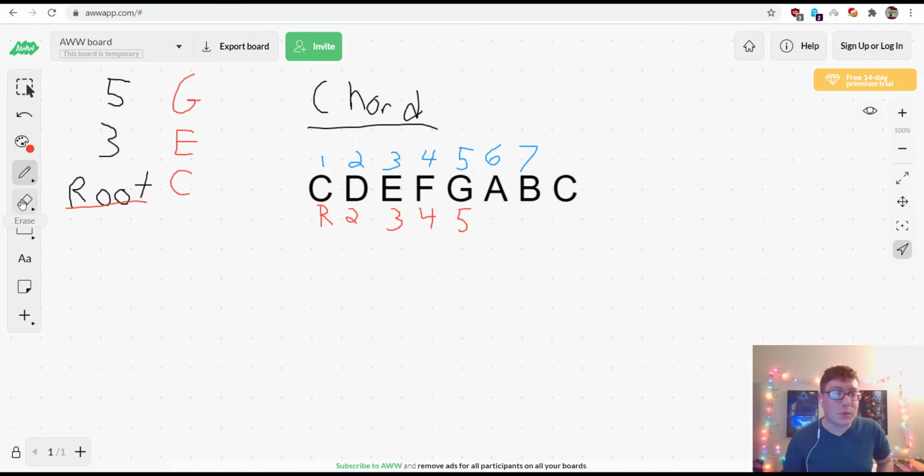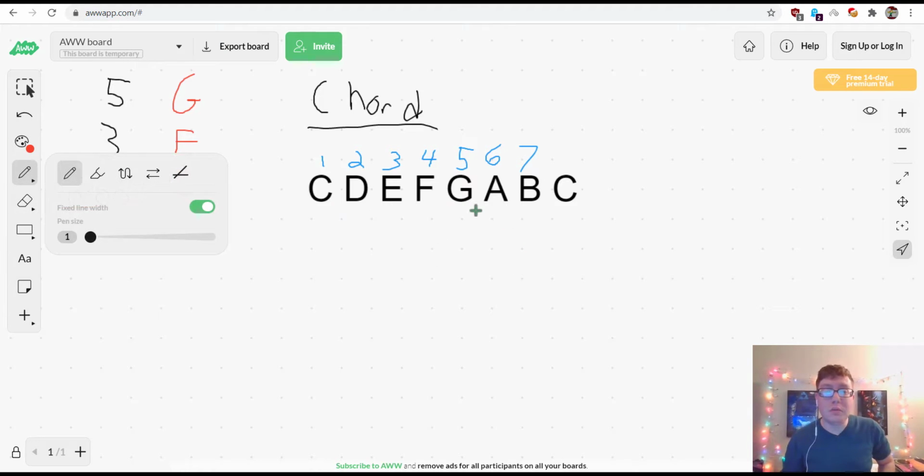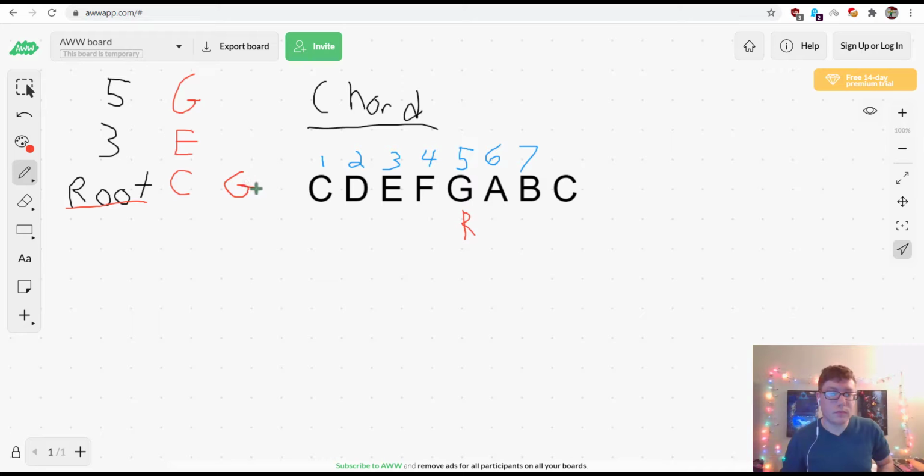But we don't have to start at C. We can start anywhere we want. It's just a different type of chord. So if I want, for example, let's start at G. G is our root. G is our number 1. Then we count up. 2, 3. B is our number 3. We keep on counting. 4, 5.